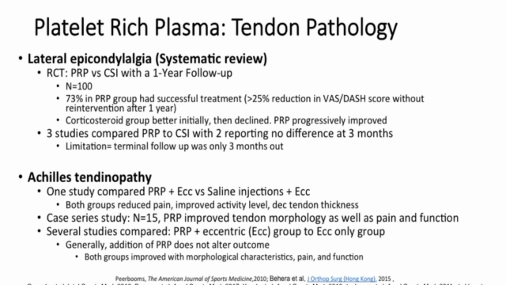Moving on to Achilles tendinopathy. 1 study compared PRP and eccentrics versus saline injections and eccentrics. Both groups reduced pain, improved activity level, and decreased tendon thickness. A case series study of 15 patients showed that PRP improved tendon morphology as well as pain and function. Several studies compared PRP and eccentrics to eccentrics only and found that generally the addition of PRP does not alter outcome. Both groups improved with morphological characteristics, pain, and function.